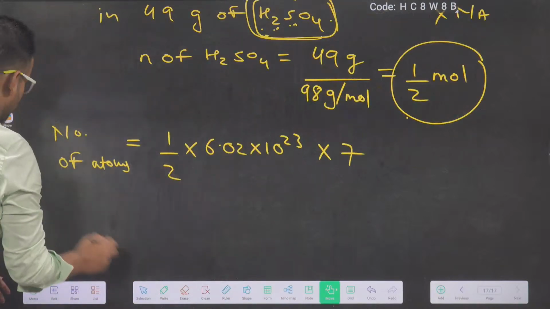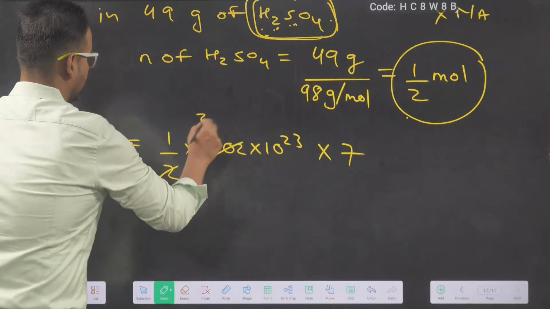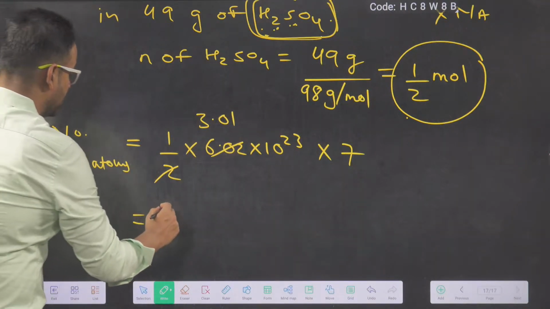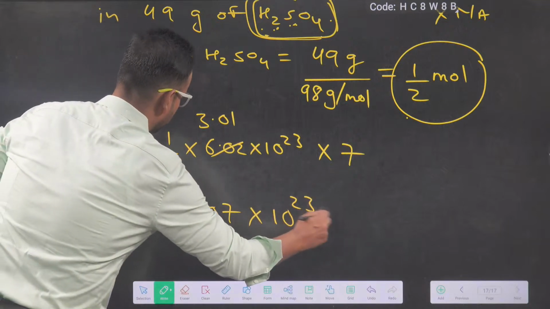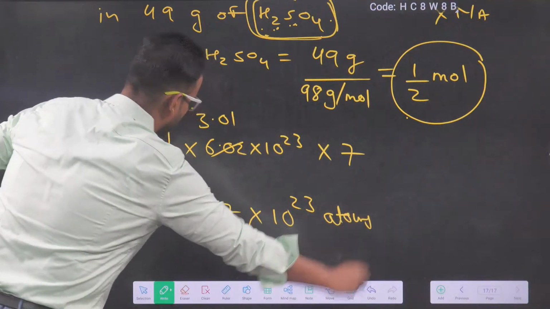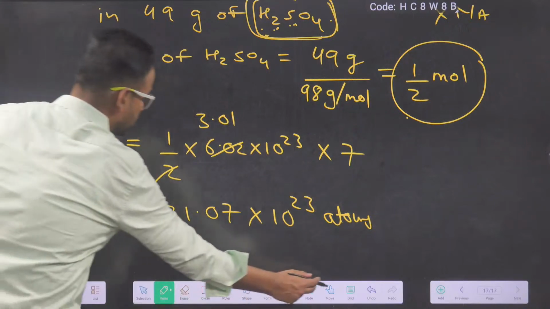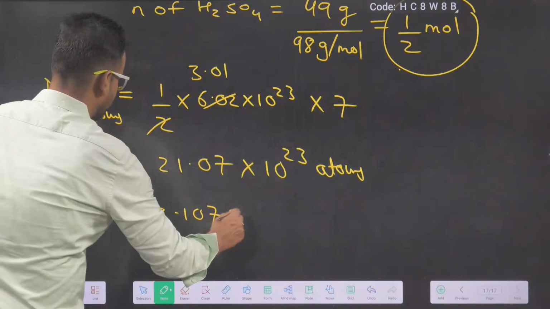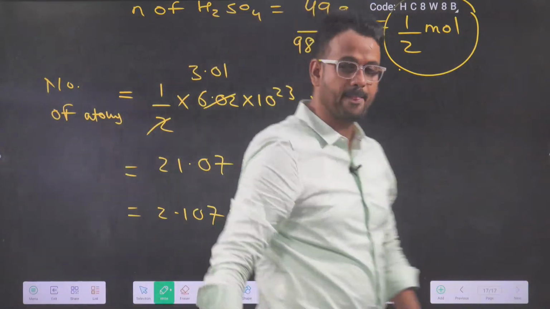So now from here, what is the answer we'll get, everyone? This is 3.01, and 7 3s are 21, so 21.07 into 10 to the power 23 atoms. This will be the number of atoms. If you want, you can express this in scientific notation also. Scientific notation will become 2.107 into 10 to the power 24 atoms. This is the answer.